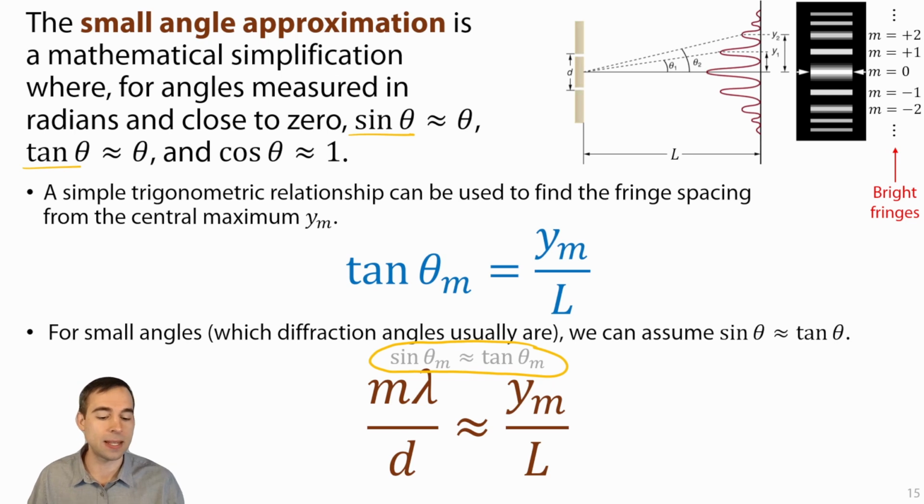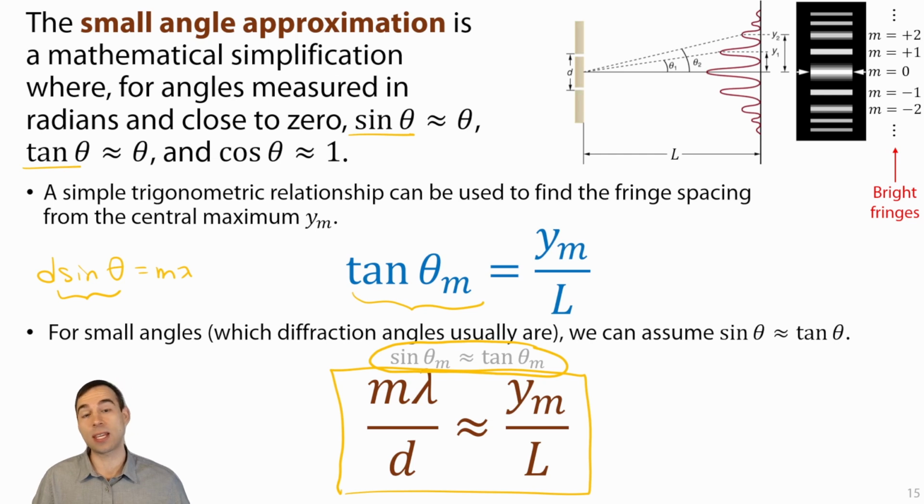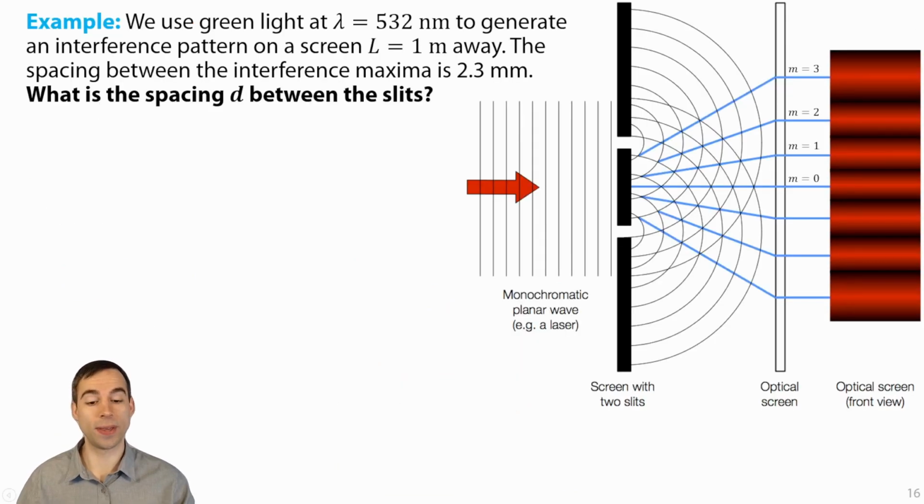This essentially means that we can take our d sine theta equals m lambda equation, the diffraction equation, which has a sine theta in it, and also use the tangent equation that we just spoke about, and set those equal to each other for small angles, which is usually what we'll have for diffraction. That means if we are using the small angle approximation, we can set everything that the sine was equal to everything that the tangent was equal to. So m lambda over d ends up equaling y sub m over L, as long as we have small angles. All right, so let's try an example with double slit diffraction.